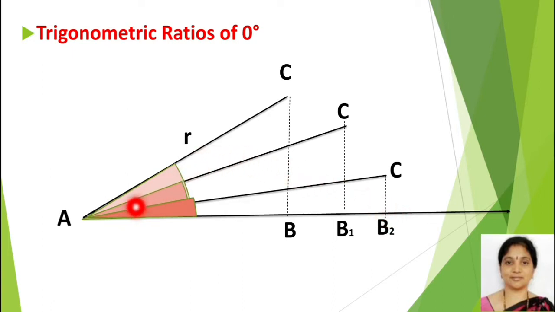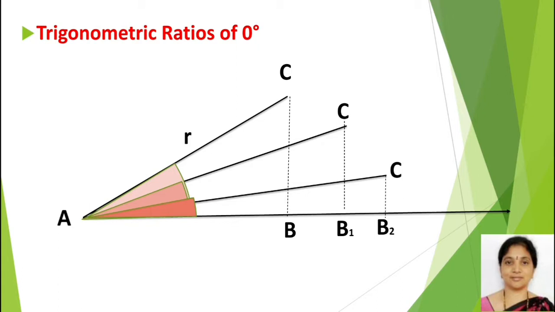And what about the hypotenuse? Hypotenuse AC is always the same, so AC is always R here, here also R, here also R. But just observe that the opposite side is decreasing and the adjacent side is increasing here.